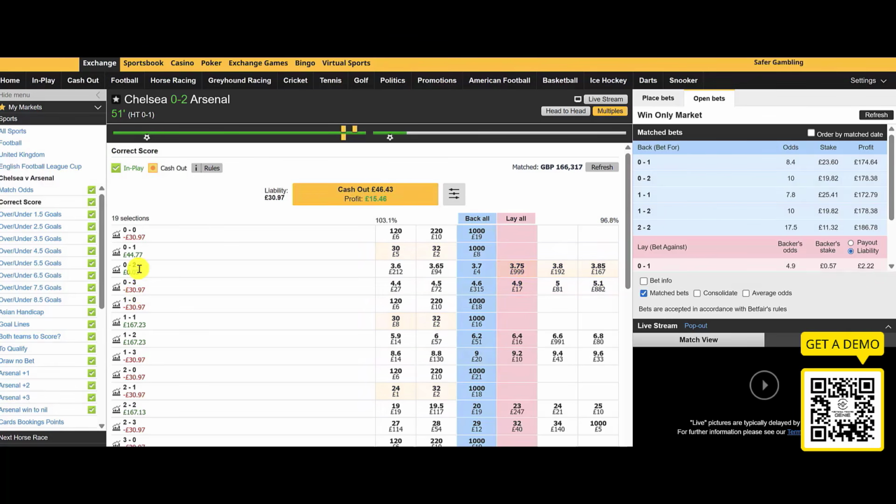It's not exactly like we're losing our full stake, so it's a £30 loss. So those are our scenarios as it stands. Okay, Arsenal are winning 2-0, slightly outperforming their XG. Let's see if Chelsea can get back into it.